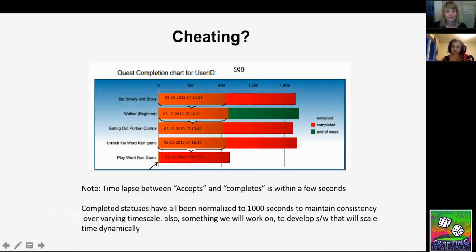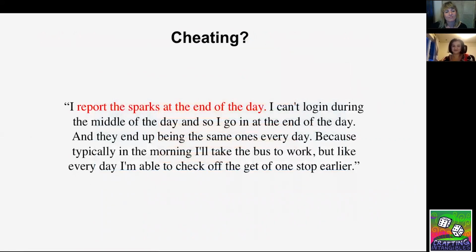So interestingly, some really interesting design insights. We found from the data that people were logging in, accepting a quest to do, and then completing it within the same second. So we were thinking, okay, well then they probably are not doing it. They probably were cheating. So we marked these as cheating, and we found a number of people doing them. So when we interviewed them, this is what it turns out. One person said, I report the sparks at the end of the day.